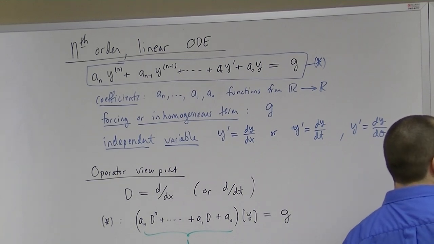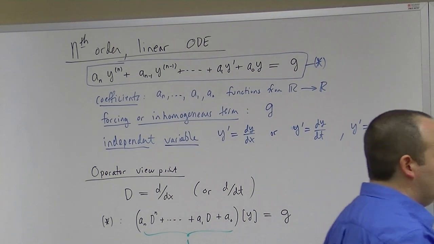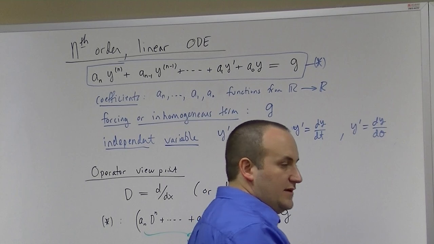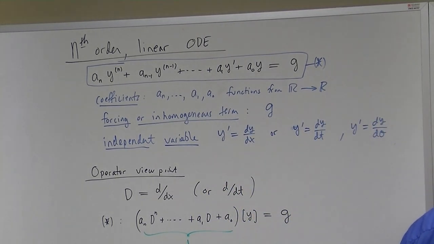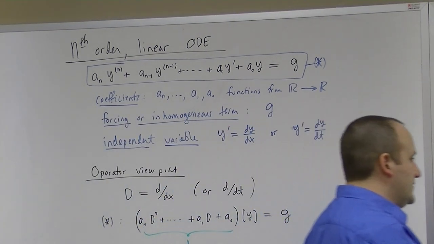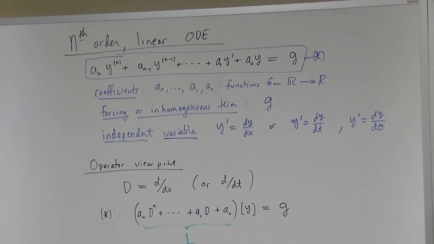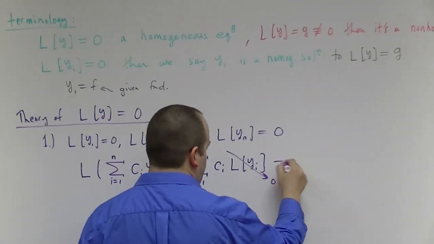Okay, so what's the theory of homogeneous equations? My first observation is that if I have L of y1 equals 0, L of y2 equals 0, and all the way on down, L of yn equals 0, so if I have n homogeneous solutions, I can then prove that if I have L of the sum, i equals 1 to n, of c sub i, y sub i, well, L is a linear operator, okay? And I haven't proven that, but it follows from the properties of differentiation and scalar multiplication that that's true. So the sum, i equals 1 to n, of c sub i, L of y sub i, but of course this is identically zero for each one, so you get zero.